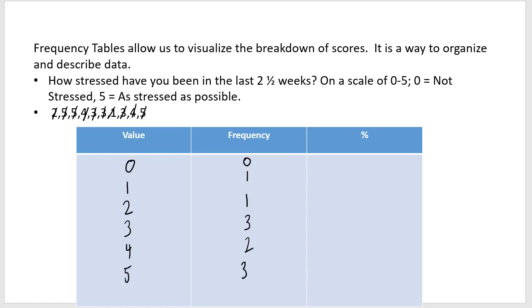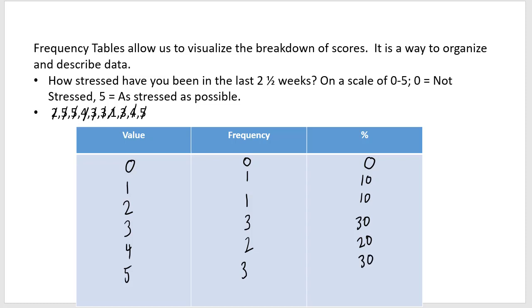And we can also put these in terms of percentages of the time that they occur. So the score of 0 occurs 0 times, so that's 0%. The score 1 occurs 1 time, that's 10%, because there are 10 scores. That means that if it occurs once, it occurs 10% of the time. A score of 2 occurs 10% of the time. A score of 3 occurs 30% of the time. A score of 4 occurs 20% of the time, and a score of 5 occurs 30% of the time.